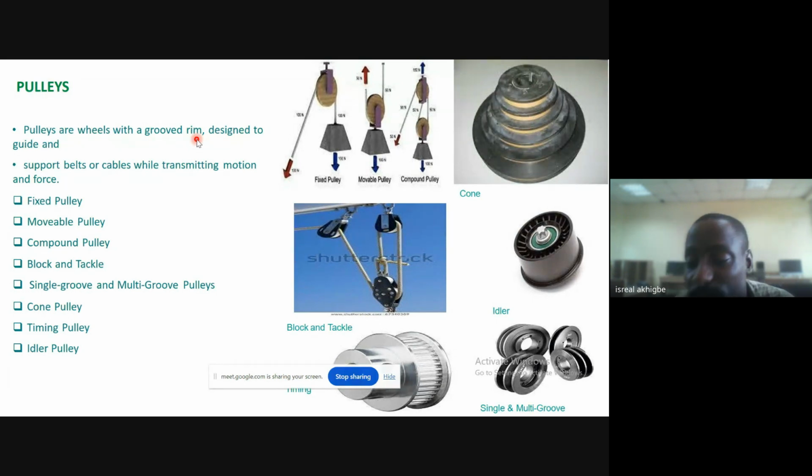So what are the types of pulley you can find? You find fixed pulleys, movable pulleys, compound pulleys, and you can have block and tackles.